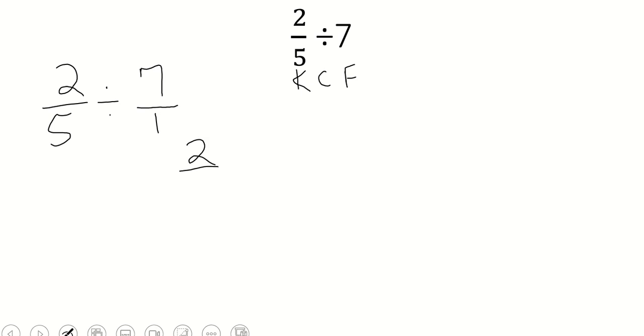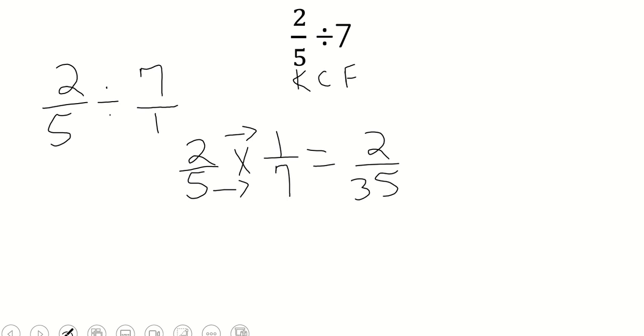Now I'm ready to follow my steps. Keep the first fraction, change my division to multiply, and flip the second fraction. Multiply straight across. 2 times 1 is 2. 5 times 7 is 35. I cannot simplify because 35 is not an even number, so I cannot use the number 2. The only thing they have in common is the number 1. So therefore, my answer is 2/35.